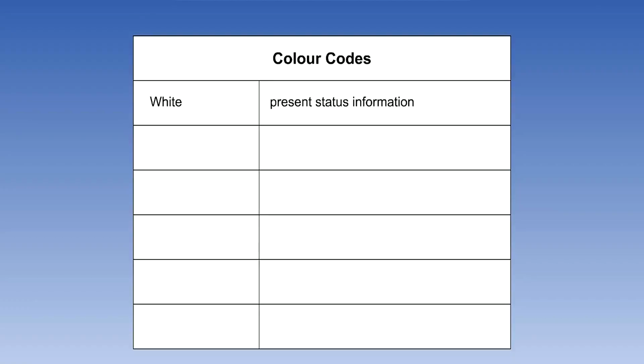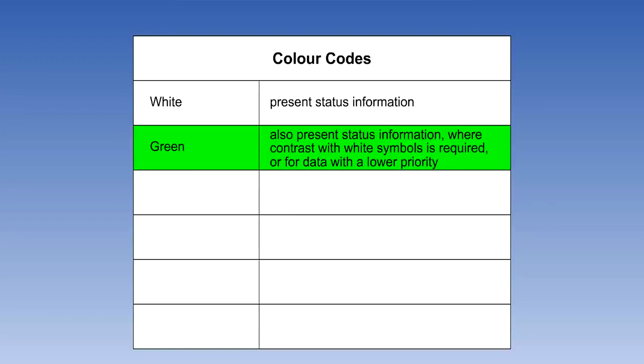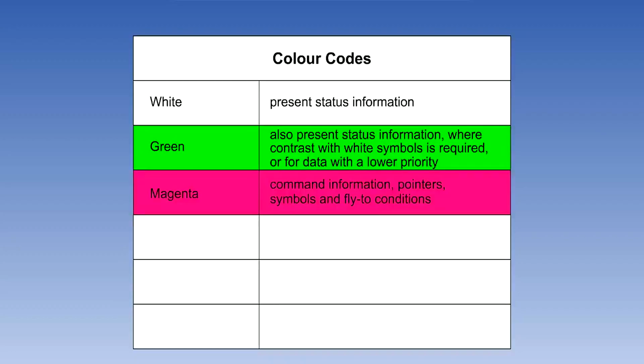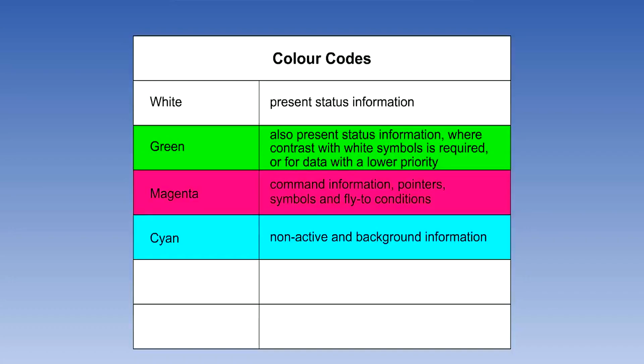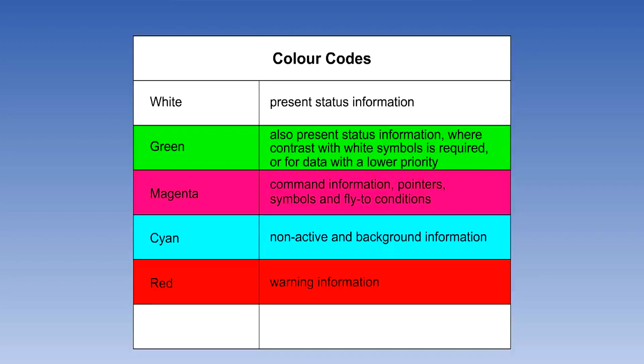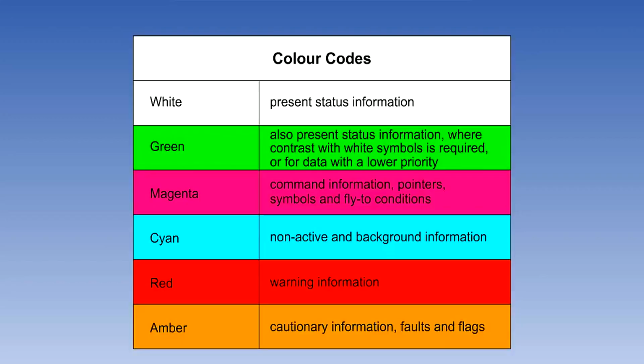Let's look now at the colors generally used in EFIS. White denotes present status information. Green is also used for present status information, where contrast with white symbols is required, or for data with a lower priority than white. Magenta is used for command information, pointers, symbols, and fly-to conditions. Cyan is used for non-active and background information. Red denotes warning information, and amber is used for cautionary information, faults, and flags.